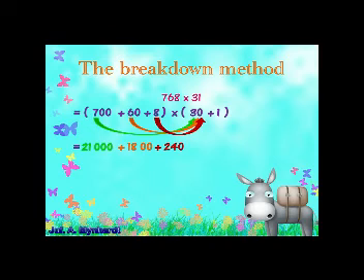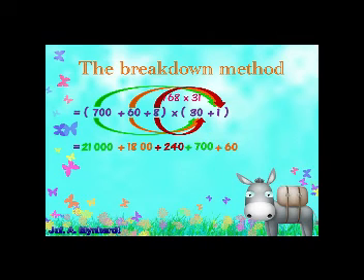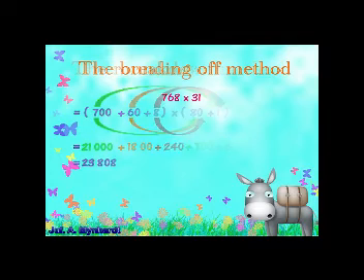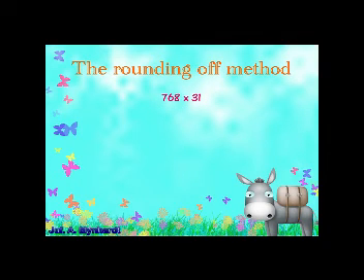Now I need to multiply all 3 numbers again with my 1. Everything multiplied by 1 stays that number, so that's easy. 700 times 1 is plus 700. 60 times 1 gives me plus 60. And then 8 times 1 gives me plus 8. Then you can use any method to add all your numbers together, as long as you get the answer of 23,808.